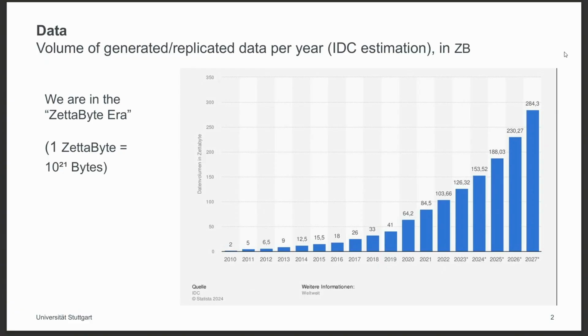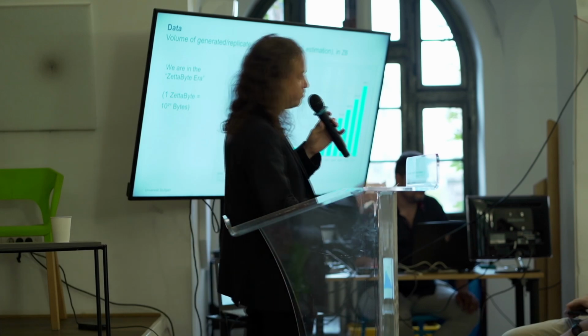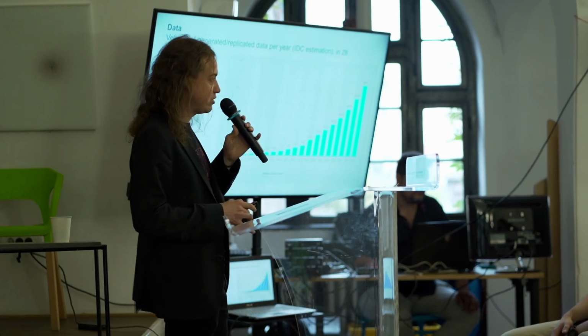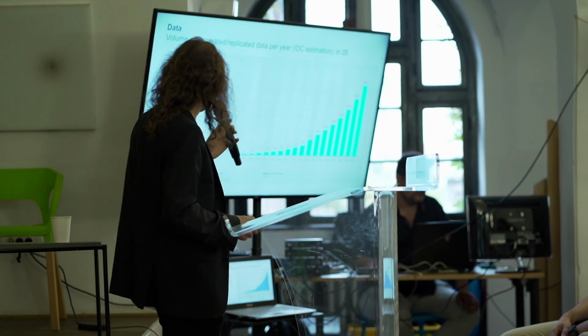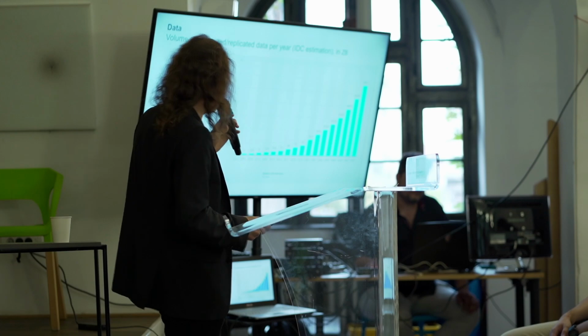So yeah, we live in the zettabyte age. That means we produce tons of data. Numerically, we are at the moment somewhere at 188 zettabytes, that means 188 times 10 to the power 21 bytes. That's a very huge number. You usually cannot imagine such numbers, but you can do comparisons, but it's a lot. And maybe it's an IDC estimation.